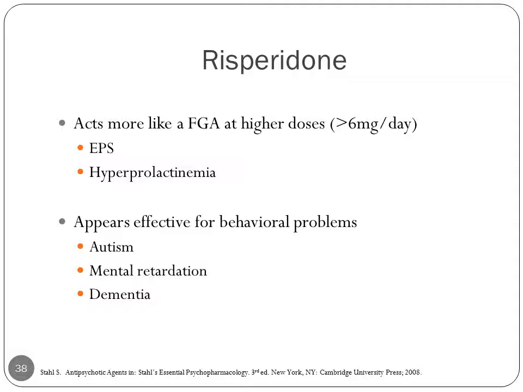Something interesting about this medication is that it appears pretty effective for handling behavioral problems like autism. It actually has an FDA-approved indication for pediatric patients for irritability associated with autism. They also use it for behavioral problems associated with mental retardation and dementia. Dementia is an off-label use because risperidone carries a black box warning in this patient population, and we'll talk about that a little bit more towards the end of the presentation.